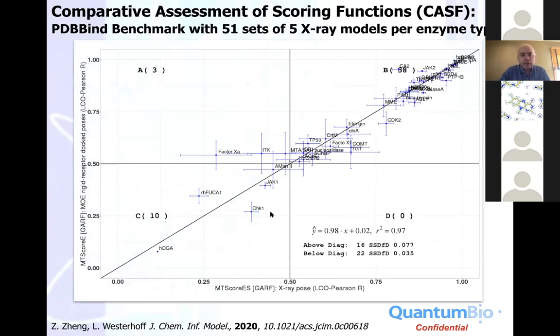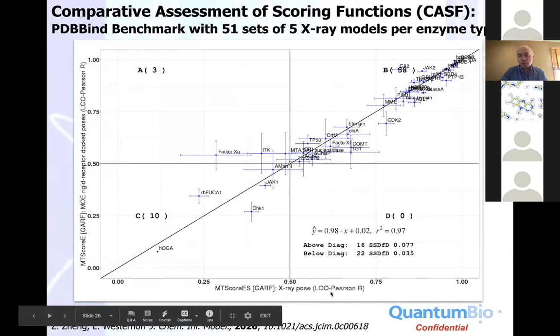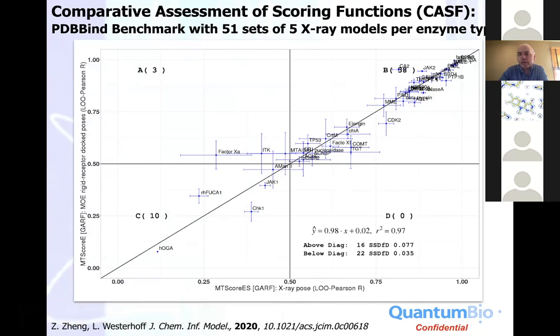And you can see that here where up the y-axis, you have the Pearson R, leave one out, correlation for the ensemble versus the Pearson R, leave one out analysis for the X-ray pose in end state. And we have lines at the 0.5 R in both the X and the Y. So of course, everything up here in the B quadrant is 0.5 or better for both end state and for ensemble. And in the A quadrant, that would be one that was actually better for the ensemble than it was for the X-ray.